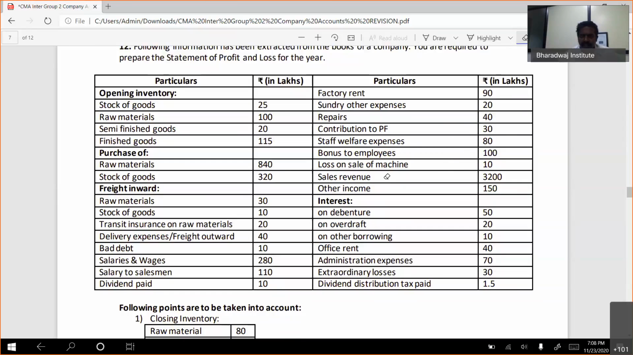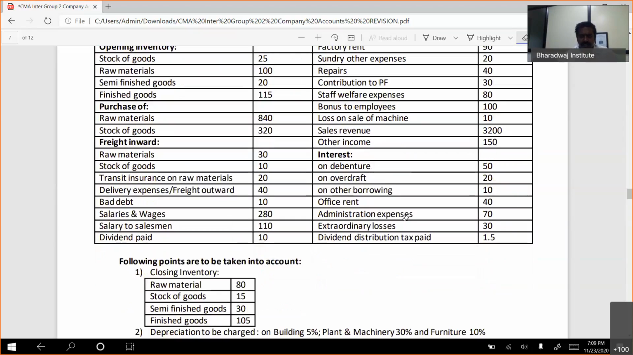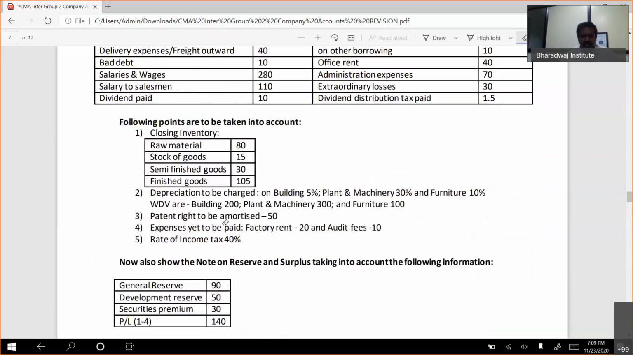So sales revenue and other incomes are given. This will give us income from operation. Then other incomes like that will come. All these interests will come as finance charges. Office rent will come in other expenses. Administration expenses will come in other expenses. Extraordinary losses will be deducted at the end. Dividend distribution tax paid will come in appropriation. Then all these details are given.